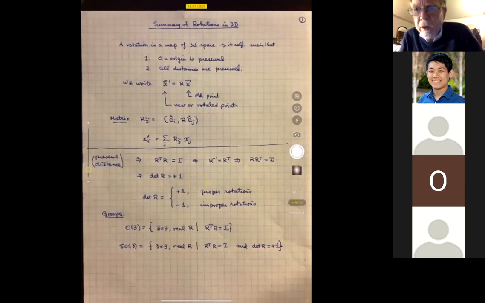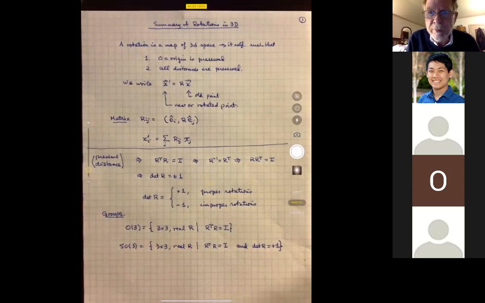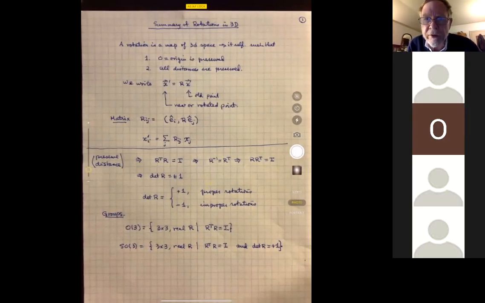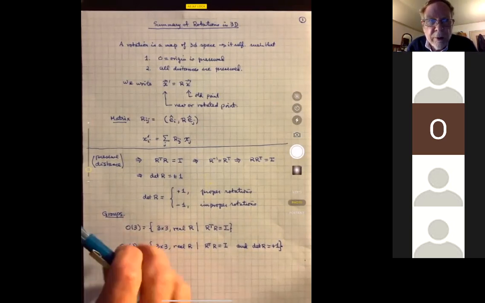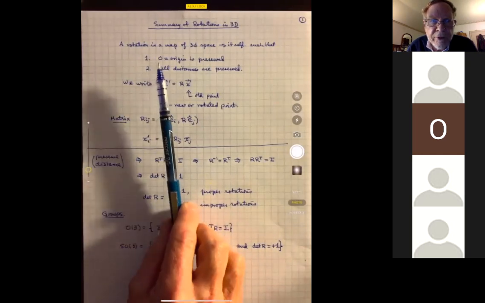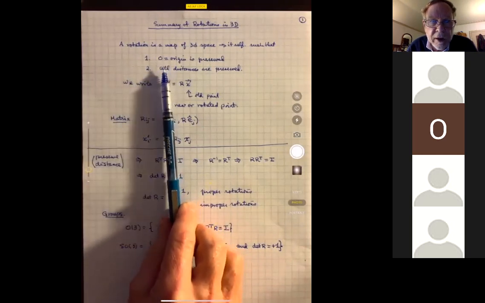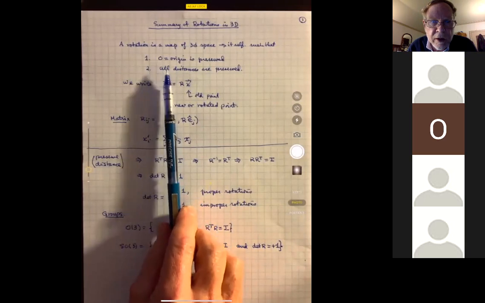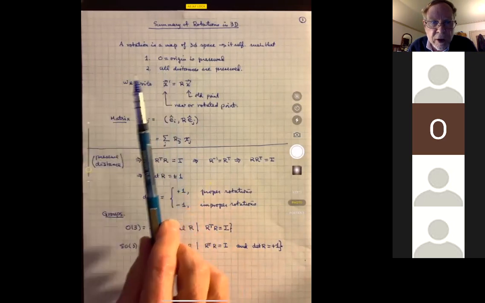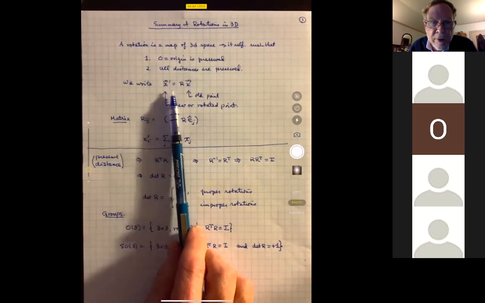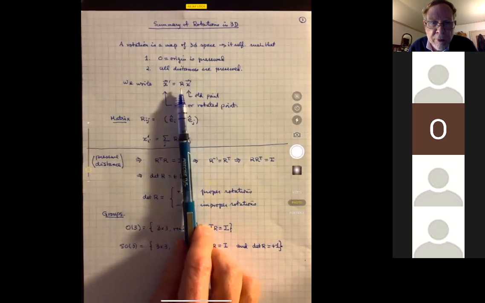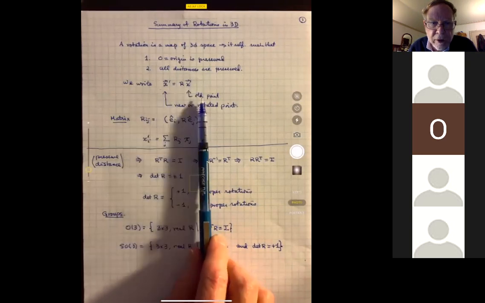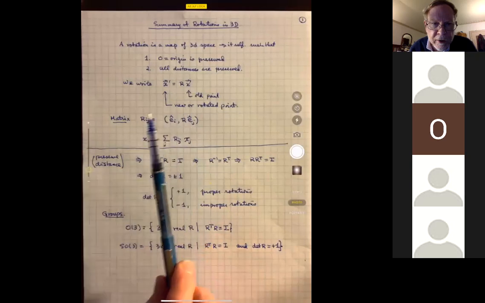So we got started in the last lecture on the theory of rotations, mainly operations in ordinary three-dimensional space. And so let me review what we did. We define a rotation as a map from 3D space into itself, such that it leaves the origin of our coordinates fixed and such that all distances are preserved. So you can write x' = Rx, where R is the rotation operator, and x and x' are respectively the old point and the new or rotated point.